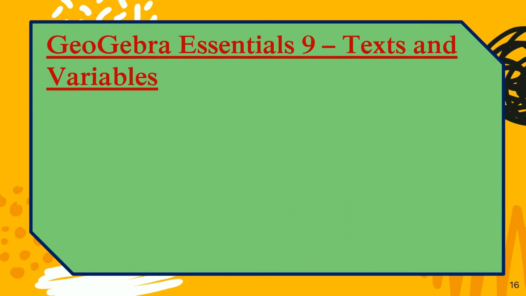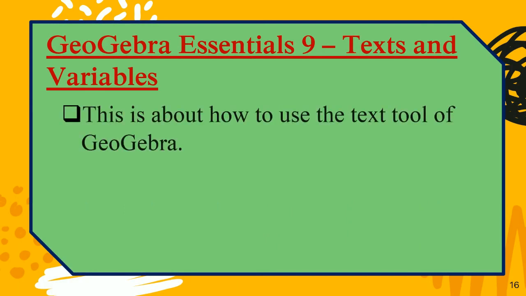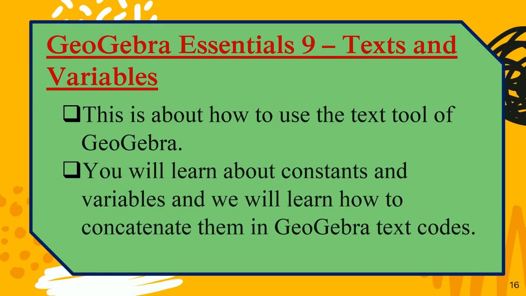For the ninth essential, it is about text and variables. This is about how to use the text tool of GeoGebra. You will learn about constants and variables, and how to concatenate them in GeoGebra text codes. For you to learn how to perform this essential, watch this video.